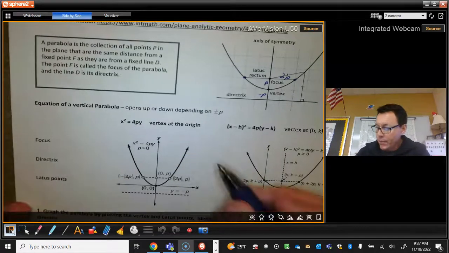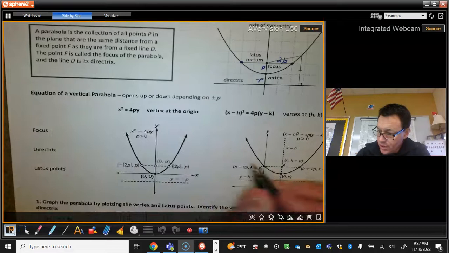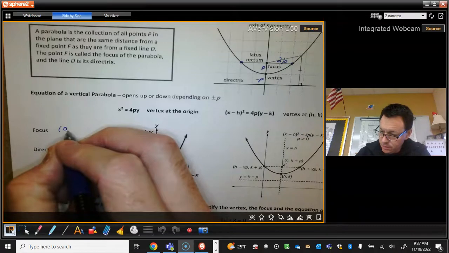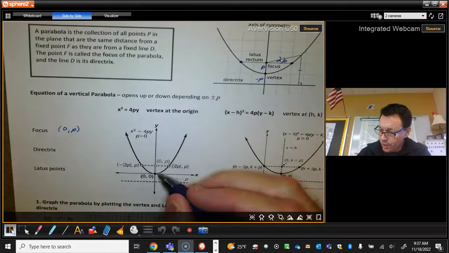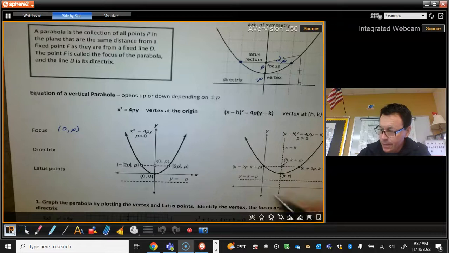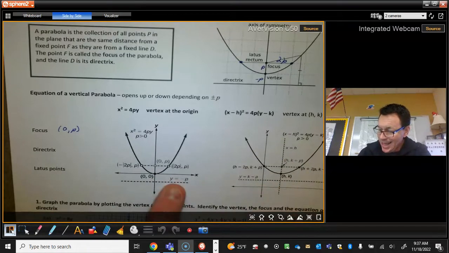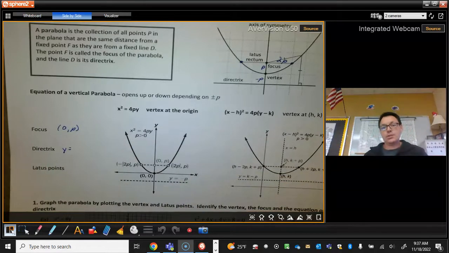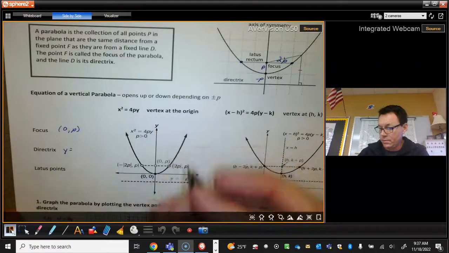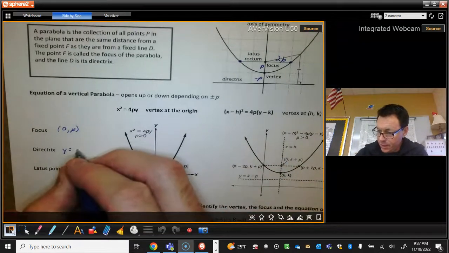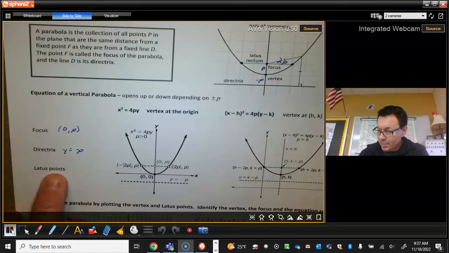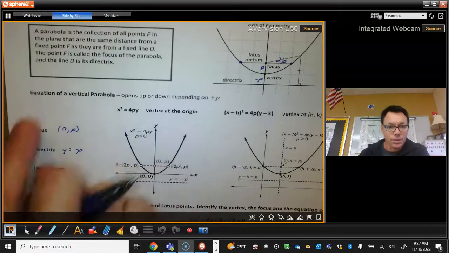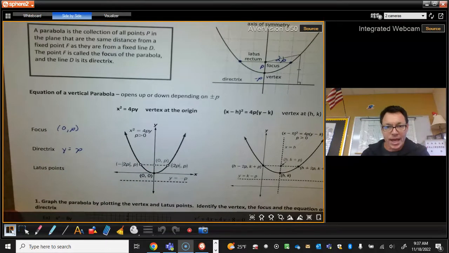Okay? So our focus is always going to be, well, in this case, 0, p. Whatever p is, we're going to go up that amount from the vertex. Your directrix is always going to be a line, and it's going to be in the opposite direction of whatever p is. So if that's a 2, then we're going to be at negative 2. So negative p. And then your lattice points are going to be 2p to the right and 2p to the left. Okay, now, this is all going to make more sense when I show you an actual example.